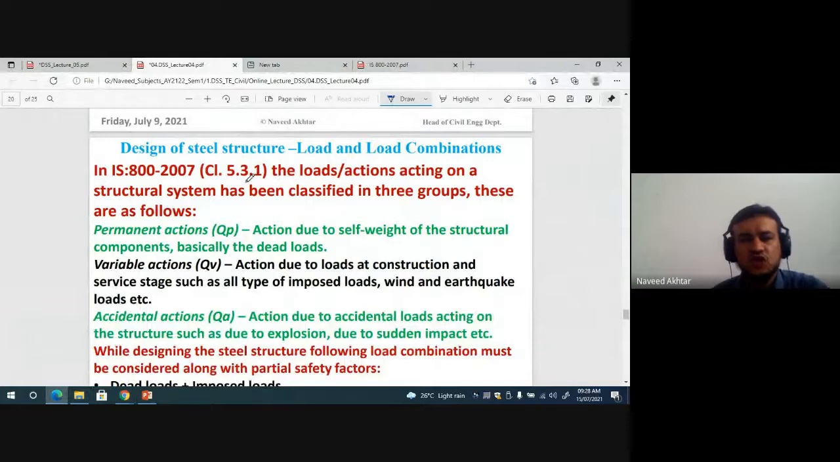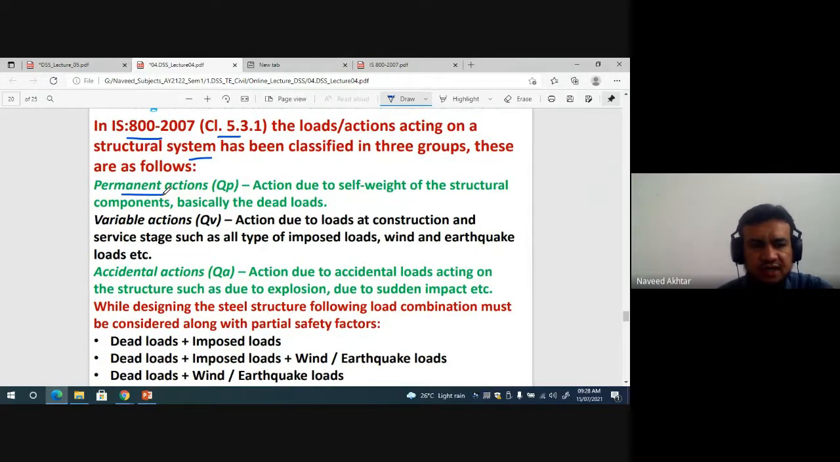And different loads and load combinations you can adopt as per the IS code. Clause 5.3.1, the loads acting on the structure system have been classified in three groups. There is permanent action, variable action, and accidental action due to accidental loads acting on the structure, such as due to explosion, sudden impact, falling of an object, and other things that will come into the picture.